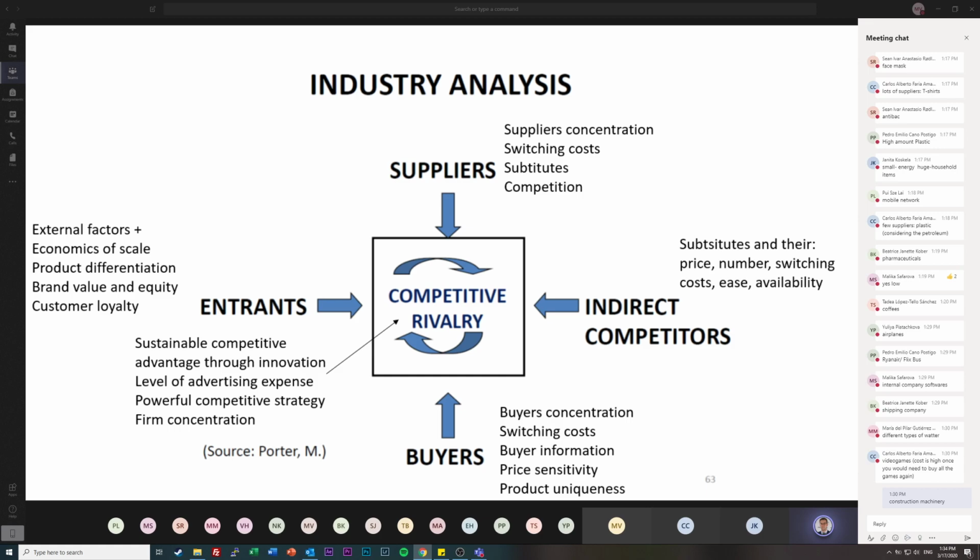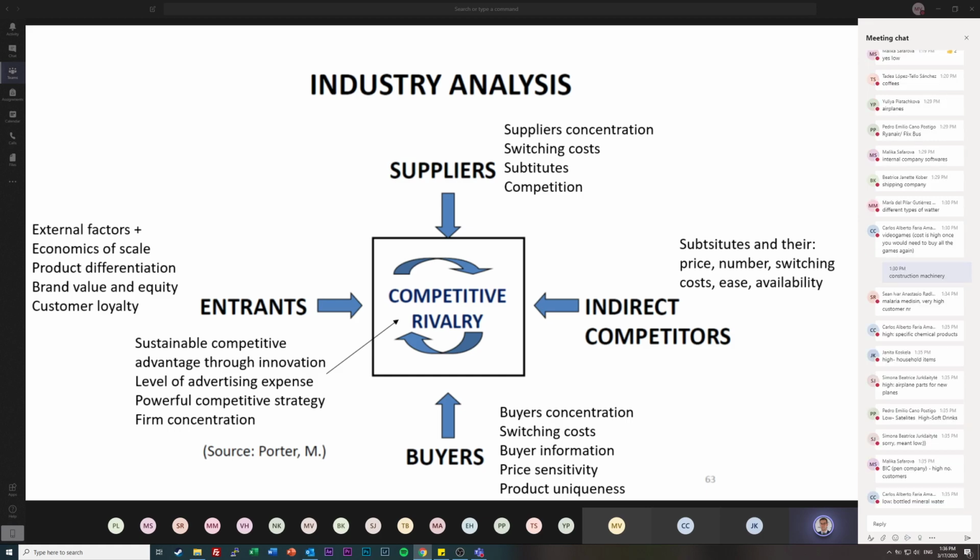High concentration for household items. I think it should be rather, you mean the high concentration or high number of customers? If it's a high number of customers, yeah, that's right, for household items. High concentration, airplane parts for new planes, well, yeah. Low, satellites, high, soft drinks could be, yeah. Okay, yes.